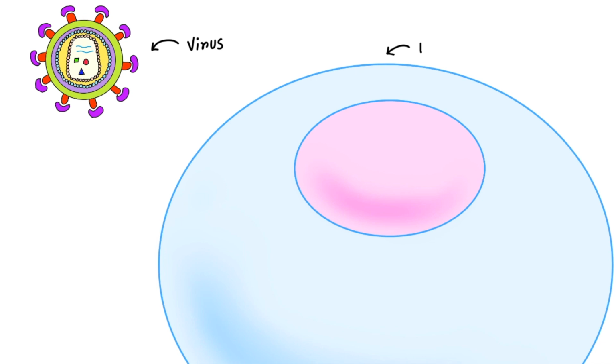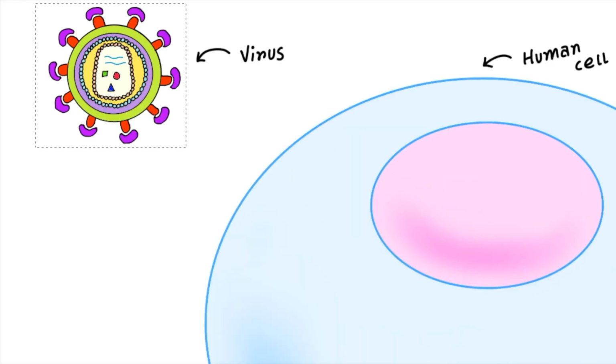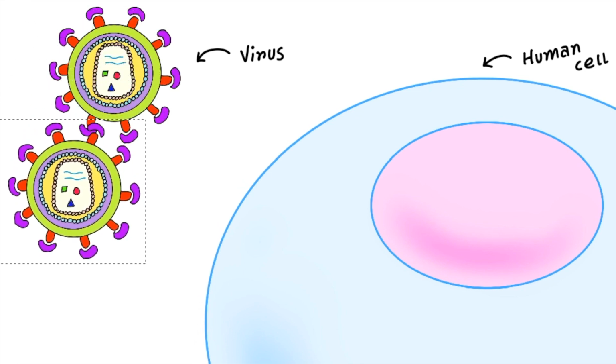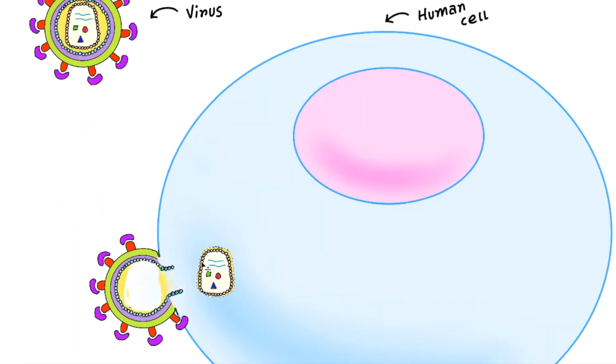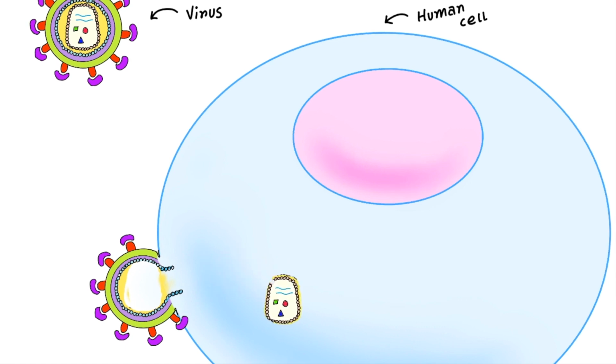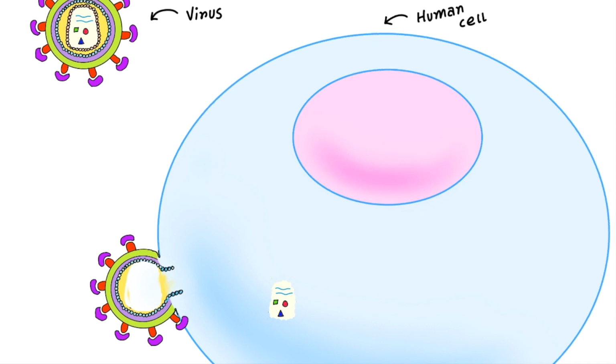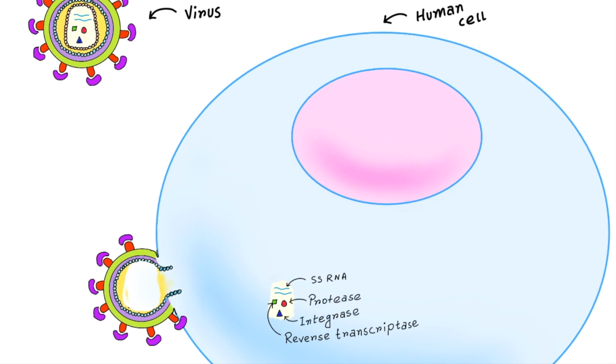Here you can see I have drawn a virus and a human cell. As soon as the virus envelope fuses with our cell membrane, the core protein enters into the cytoplasm with its contents. The core protein dissolves after entering into the cytoplasm, and viral RNA comes out with other enzymes. As I have already discussed, the core protein contains two single-stranded RNA, reverse transcriptase, integrase, and protease.